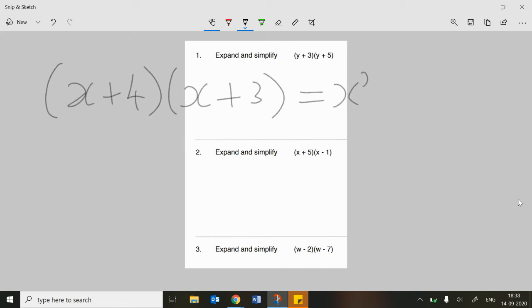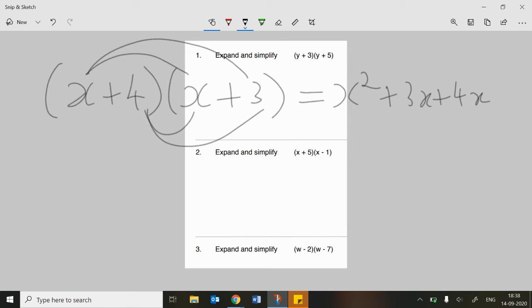First times first, x squared, so it's x times x. Outers, so it's x times by the 3, it's 3x. Inners, it's 4x. And lasts is 4 times 3 is 12. This one you're getting x squared, 7x, and 12. Okay, hopefully you paused up and you got that one right.